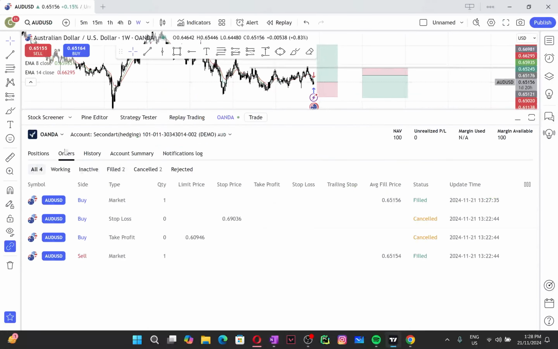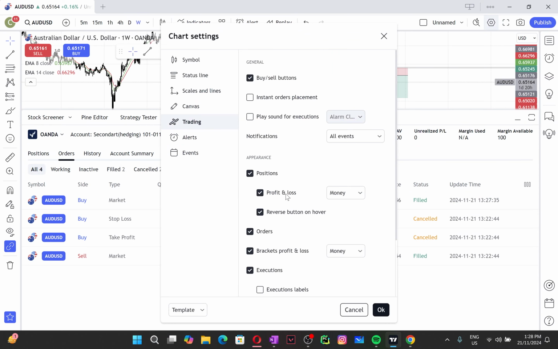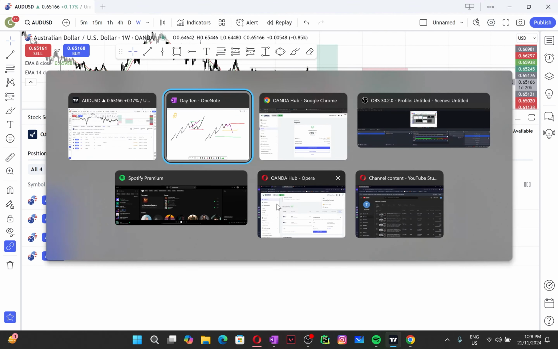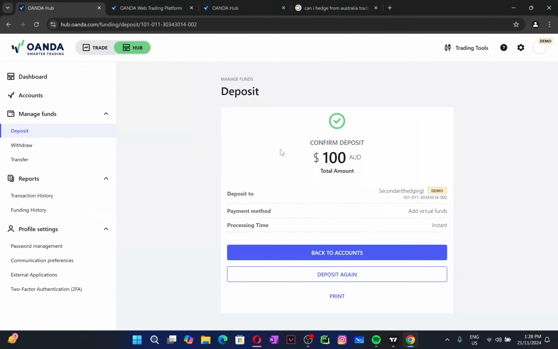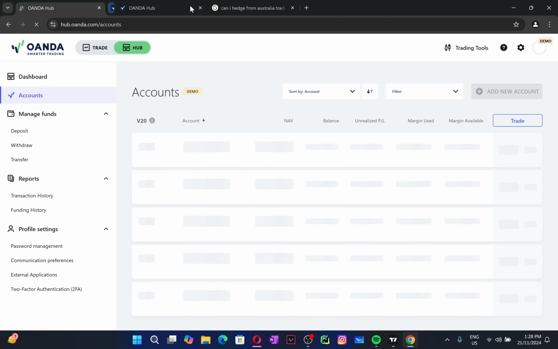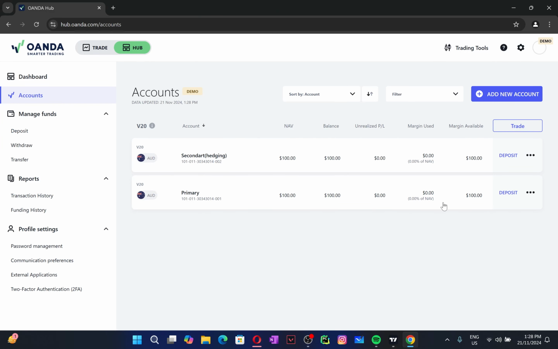go into, okay, what is this, trading settings? All right, there's no options for us to hedge, so we can't hedge in the same instrument. However, we'll be able to hedge in different instruments. So I'm going to go back to accounts and see how we're doing. So this is our account in here.